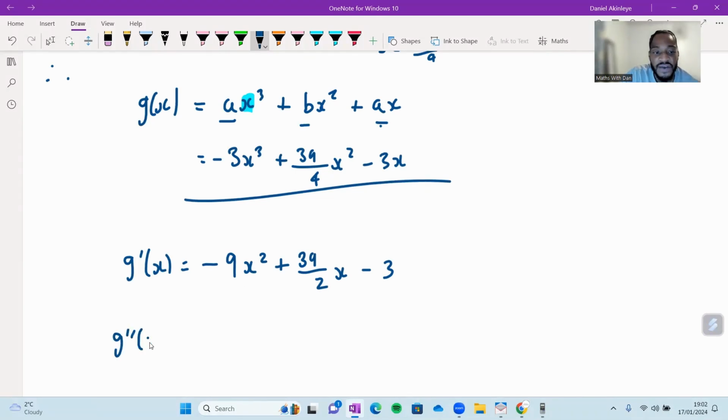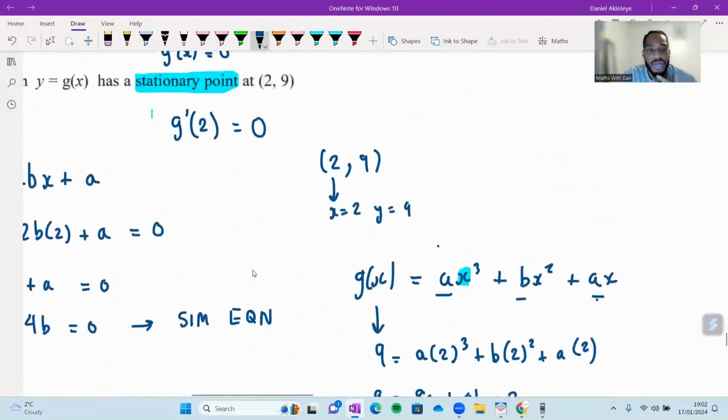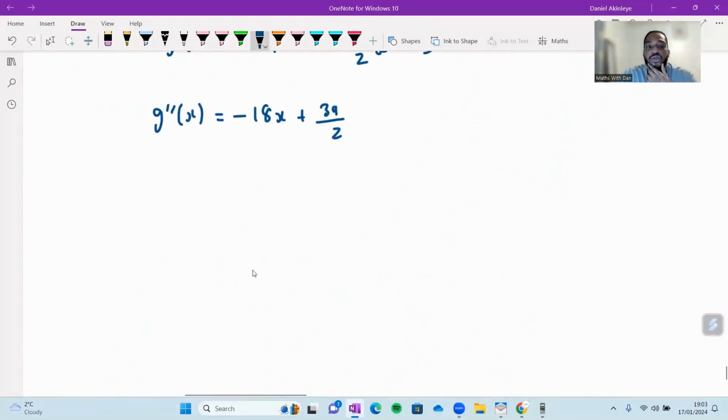So we get g double dash of x. We're going to differentiate one more time. It's going to give us minus 18x plus 39 over 2. Right? This is our second derivative. And then now we're just going to plug in x equals 2 because remember the point was at 2,9, wasn't it? Was it 2,9? Yeah, it was at 2,9. So we're going to plug in x equals 2 and see what we get.